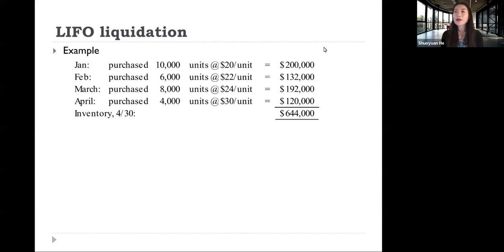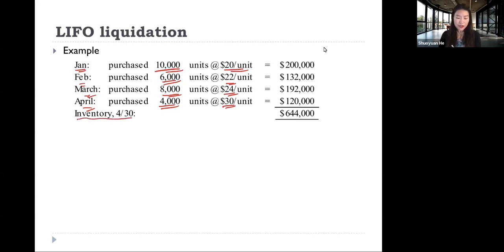So we just talked about LIFO reserve. Now let's look at LIFO liquidation. Let's first look at an example here. Suppose in January, I purchased 10,000 units at $20 per unit. And then in February, I purchased another 6,000 units at $22 each. In March, I purchased 8,000 units at $24 each. In April, I purchased 4,000 units at $30 each.